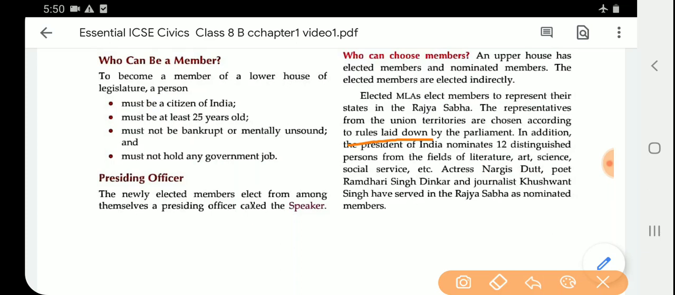Let us see, in addition, the President of India nominates 12 distinguished, well honored, well respected persons from the fields of literature, art, science, and social service, etc. Now, who has worked like that? Actress Nargis Dutt, poet Ramdhari Singh Dinkar, and journalist Khushwant Singh have served in the Rajya Sabha as nominated members. This is an example they are giving. But you have to choose the 12 well respected persons from the fields of literature, art, science, and social service for this election.